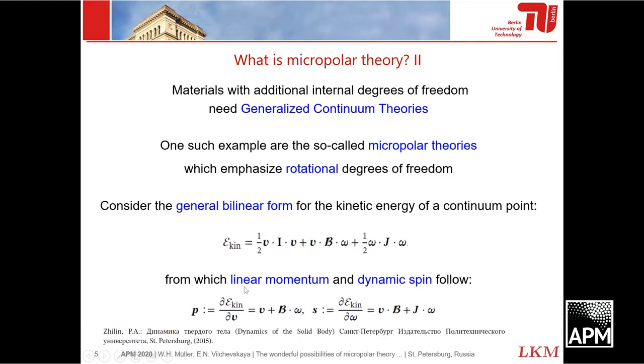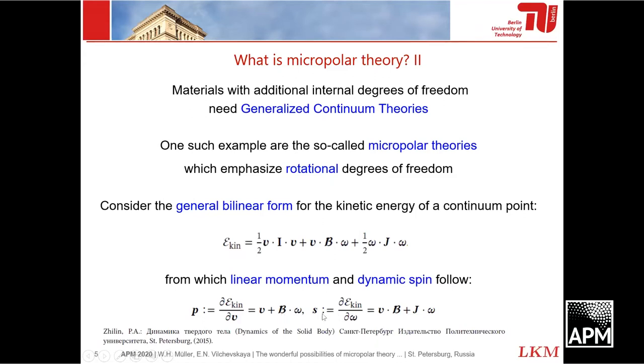And we introduce two things here. First of all, linear momentum, and second, dynamic spin. To do so, for the linear momentum, we take this expression for the kinetic energy of the continuum point, and we differentiate with respect to the translational velocity, and we end up with this. So you see that the linear momentum is something you may not be familiar with from traditional continuum mechanics. In traditional continuum mechanics, the specific momentum is just the translational velocity. Here it is connected with the angular velocity and a coupling tensor B.